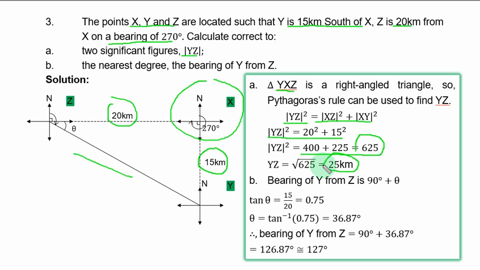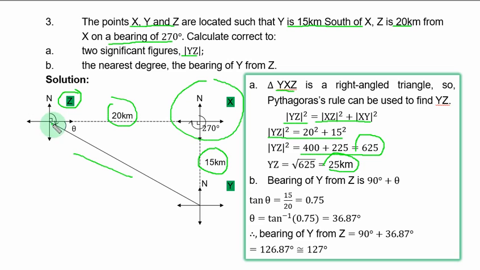B part of the question should find the bearing of Y from Z. So you go to Z. The bearing used here is 3-digit bearing, and in that bearing you always lay emphasis on the north. So all movement starts from the north in 3-digit bearing. So you start from the north till you get to that line that connects Z and Y together.